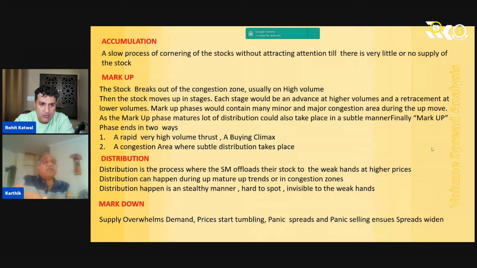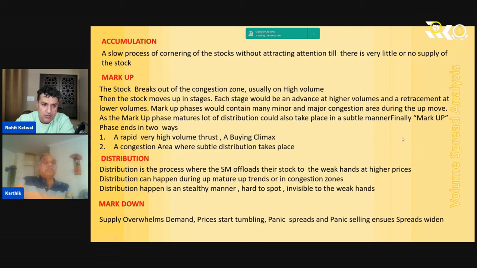So let's quickly look at what is accumulation. Accumulation is a slow process of cornering the stocks without any attraction. That is, you will not know it is being accumulated. The volumes are low, there's not much action, and the stock is moving in a range. So nobody will know that it is being accumulated.